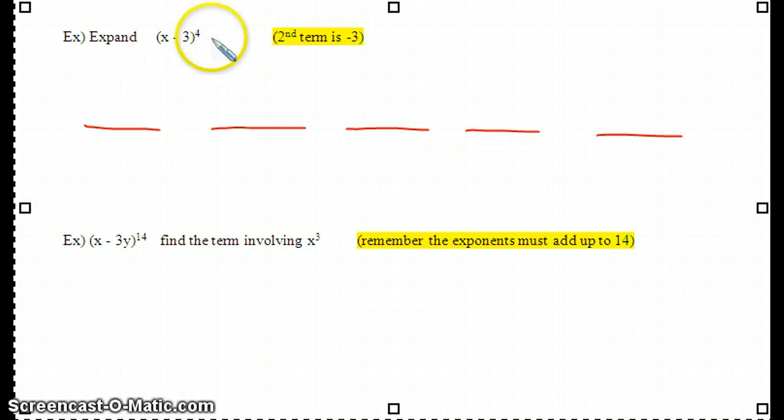And as I look at this, the coefficients would be, and I don't have Pascal's triangle on the video, but you go back to your notes, we're looking at the 5th row of Pascal's triangle. Our coefficients would be 1, 4, 6, 4, and 1.